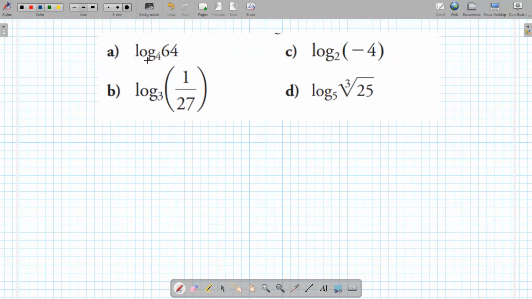So now we're back to this. We did a bunch of these, but these are slightly trickier. 4 to the power of something is 64. What's the answer? It's 3. That one's easy.